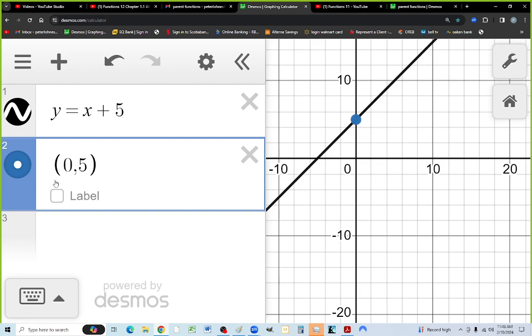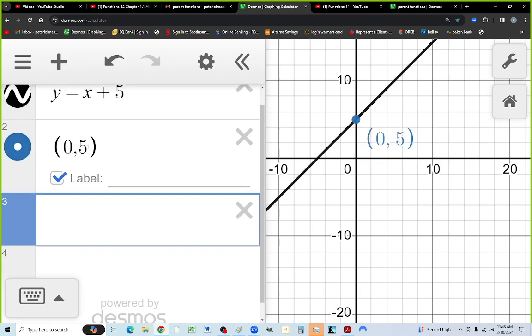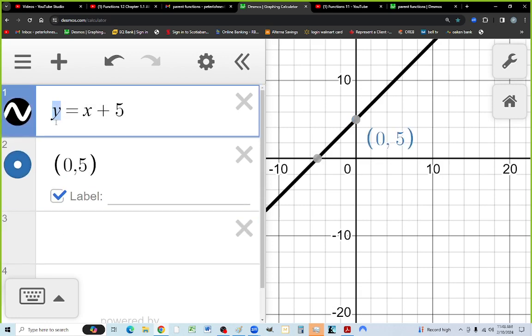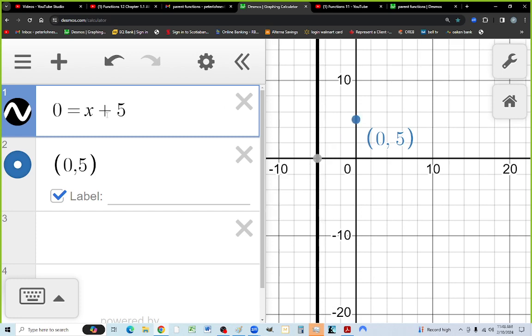When y is 0, what is x? If I put a 0 here, what is x? How do I solve that? Yeah, because that's the other zero. Zeros are when x is 0 and when y is 0.